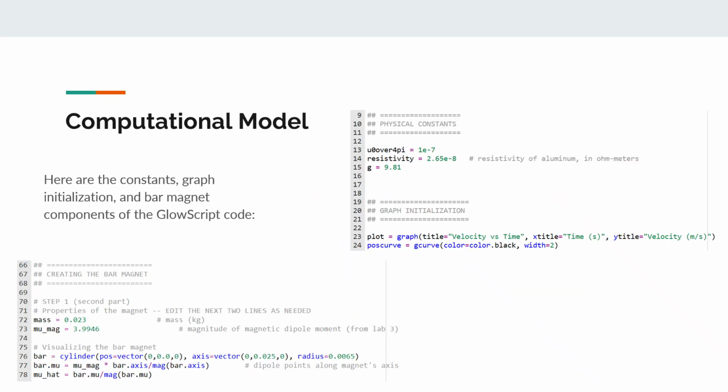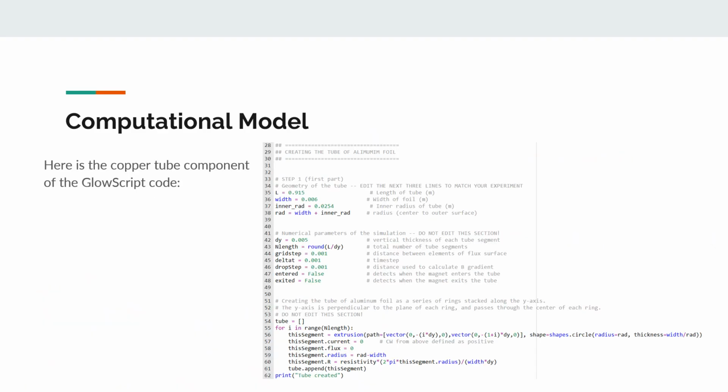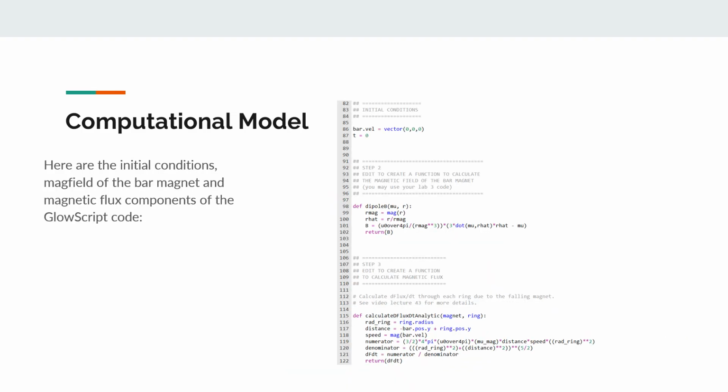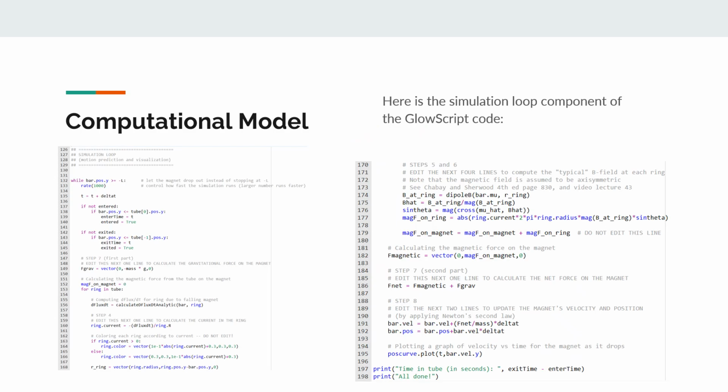Here are the physical constants, graph initialization, and bar magnet components of the GlowScript code. Here is the copper tube component of the GlowScript code. Here are the initial conditions, the magnetic field of the bar magnet, and magnetic flux components of the GlowScript code. And finally, here is the simulation loop component of the GlowScript code.